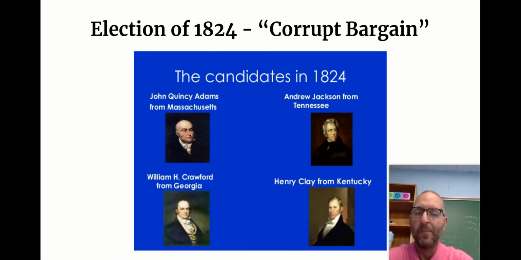So why would he want to be Secretary of State? That was the position that was viewed as the springboard to the presidency one day. Thomas Jefferson was Secretary of State. He became president. James Madison, James Monroe, and even John Quincy Adams. So it's called the corrupt bargain. How much corruption there was, I don't think any of us would really know.